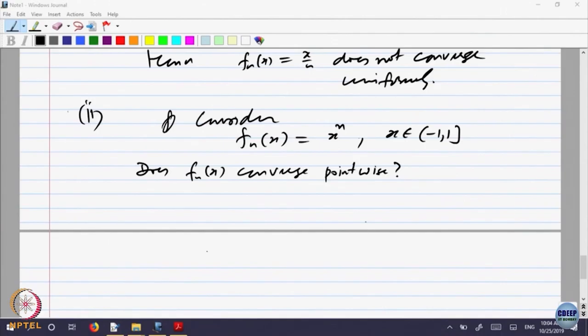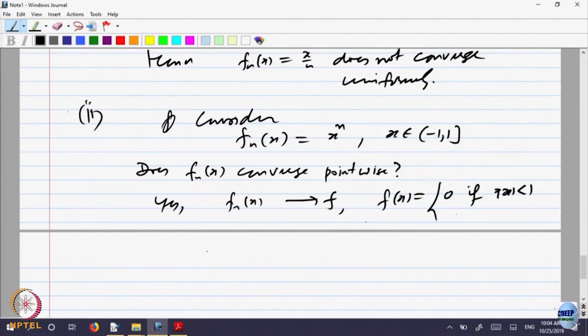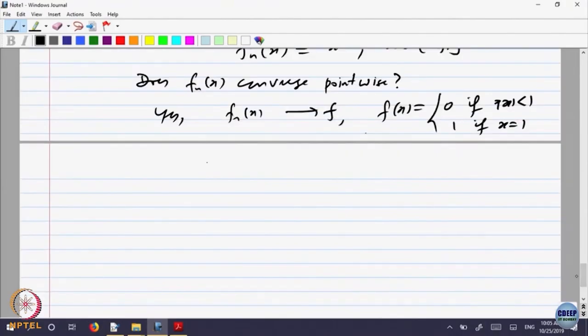If x is equal to 1, this is the constant function 1, so it converges to the value 1. If it is in the open interval between minus 1 and 1, then this number x, having mod strictly less than 1, raised to power n goes on decreasing, so we have seen that it converges to 0. So, f_n(x) converges to f, where f(x) is equal to 0 if mod x is less than 1, and equal to 1 if x is equal to 1. So, it converges pointwise.